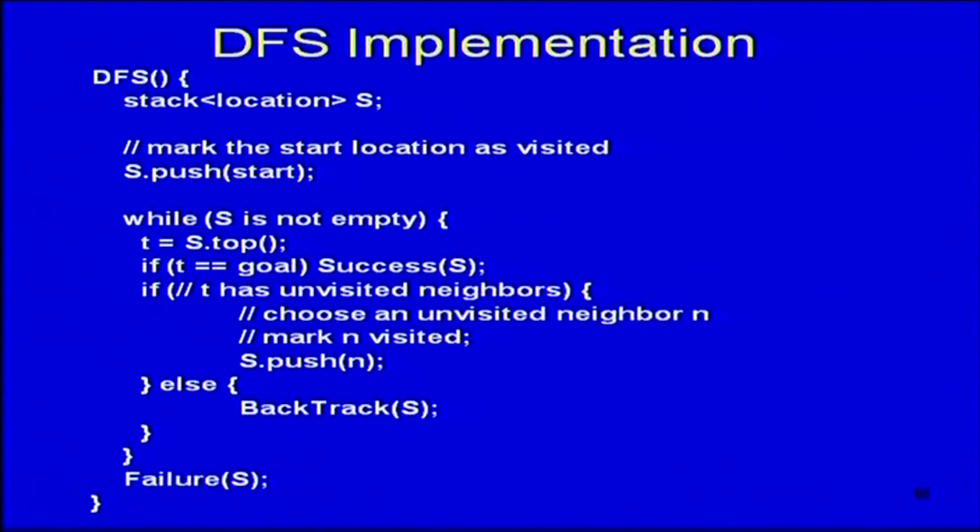So, let us look at the algorithm for the depth first search. The stack is first initialized and you start the operation with S push start. Now, while the stack is not empty, you take out the top element T. If it is the goal, you just put success. If T has an unvisited neighbor, choose an unvisited neighbor n, mark n as visited and push n into the stack. Otherwise, if it does not have an unvisited neighbor, then you backtrack, take the next node from the stack, and keep doing this till the stack is empty or you have reached a goal. So, this is the depth first algorithm.